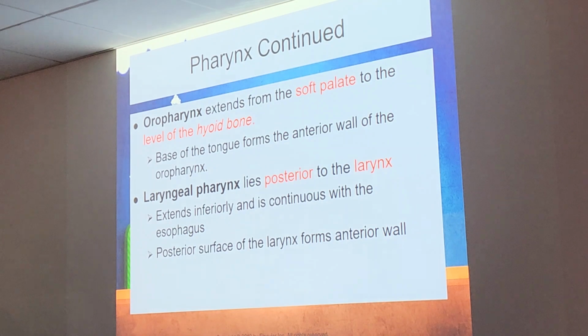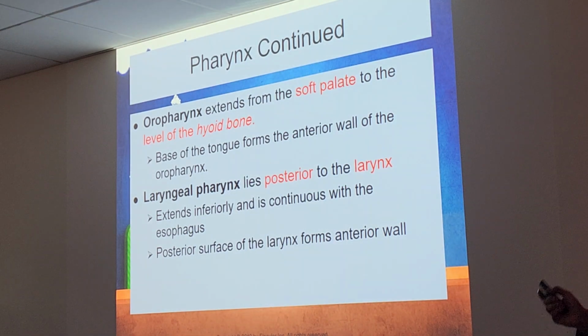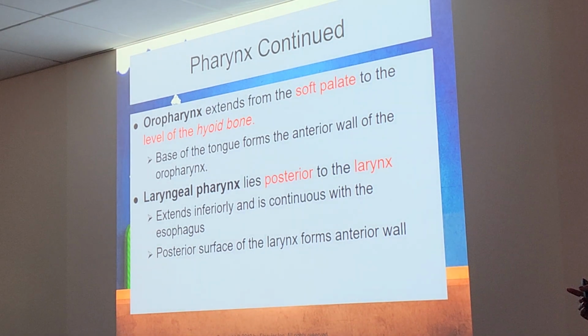Alright, so we have our first section, which is called the oral pharynx, which means what? Mouth. Yes, exactly. So it extends from the soft palate behind our tongue, which starts at the level of the hyoid bone. And then we have our laryngeal pharynx, which is behind the larynx, and it goes down and becomes one with the esophagus.